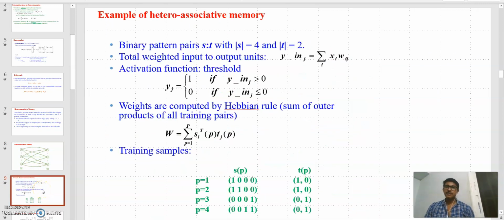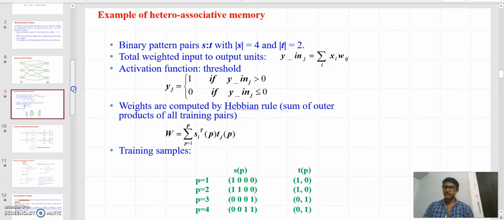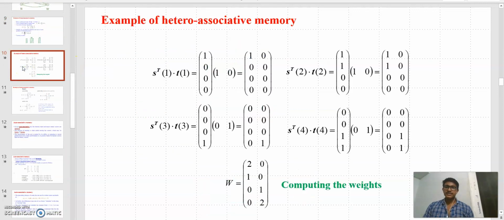Coming to the example of heteroassociative memory: binary pattern pairs, with the total weighted input to the output units, and an activation function with a threshold. Weights are computed by the Hebbian rule, as the sum of outer products of all training pairs. Here, below, the example is given as training samples. Next, coming to the same heteroassociative memory example as I explained before, computing the weights based upon the given inputs.